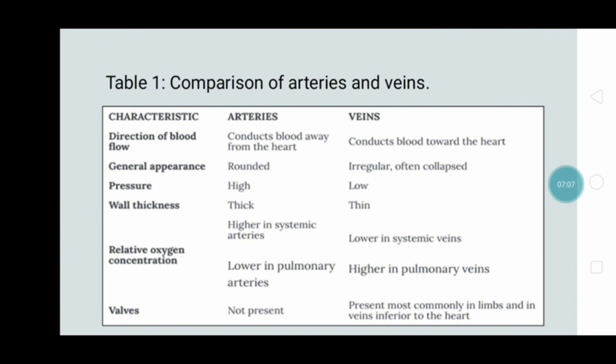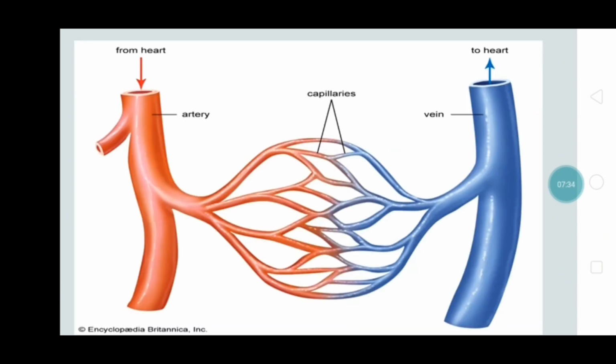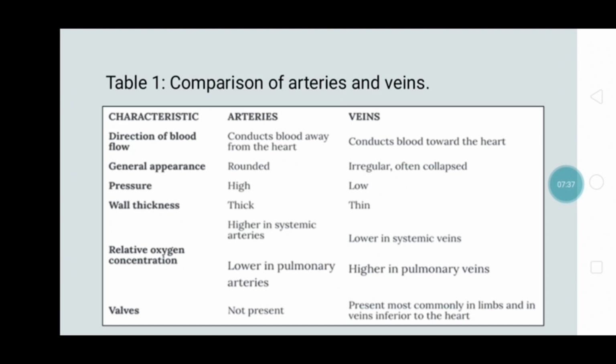So these are their characteristics. Direction of blood flow: the arteries conduct blood away from the heart, and the veins conduct blood toward the heart. Their general appearance: the arteries are rounded, and the veins are irregular and often collapse. And then the pressure: the arteries have high pressure, while the veins have low pressure.